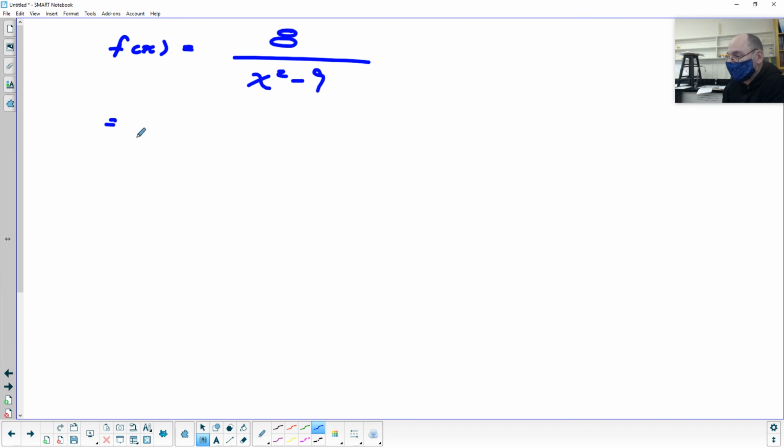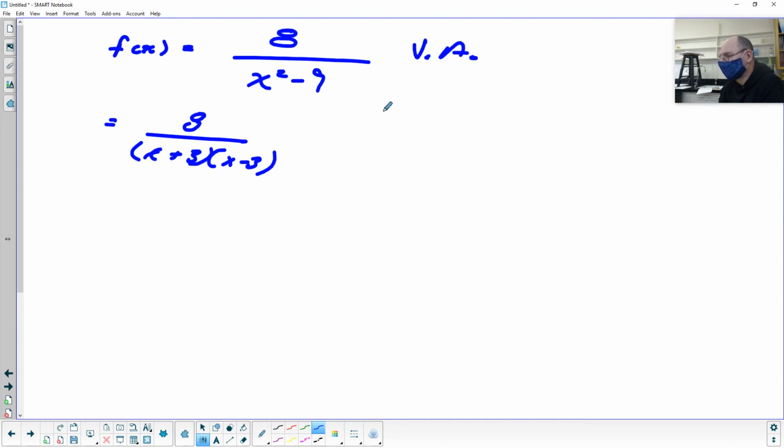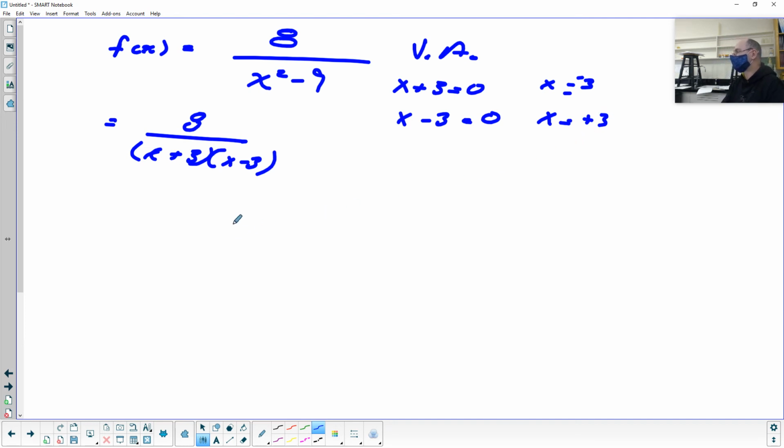So in this case, we're going to be factoring the bottom as x plus 3, x minus 3. The first thing we want to do is get our vertical asymptote. Our vertical asymptote happens when the bottom is 0. So that means when x plus 3 equals 0 and x minus 3 equals 0. If we solve this, it's going to be x equals negative 3 and x equals positive 3. So that's where our two asymptotes are. That's the first thing we do.